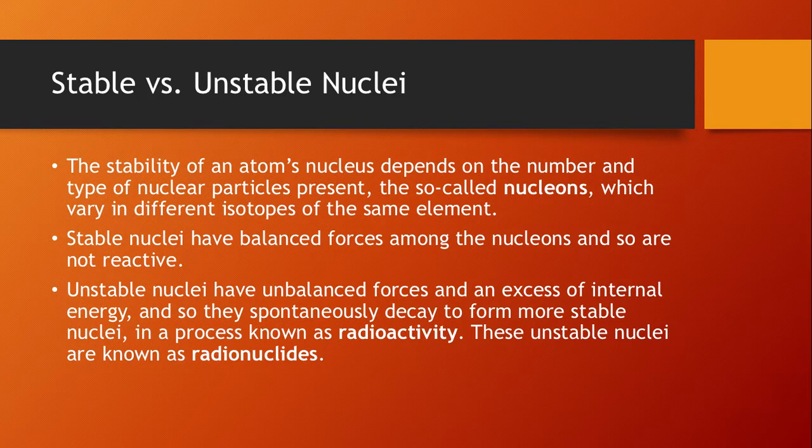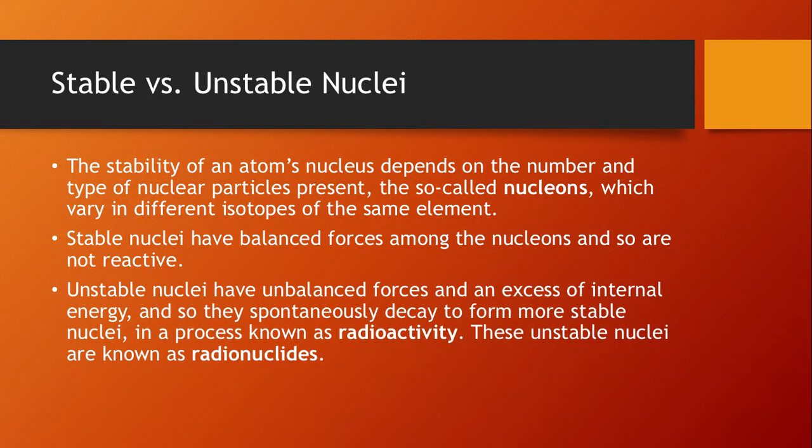The stability of an atom's nucleus depends on the number and type of nuclear particles present, the so-called nucleons, which vary in different isotopes of the same element. Stable nuclei have balanced forces among the nucleons and so are not radioactive. Unstable nuclei have unbalanced forces and an excess of internal energy, and so they spontaneously decay to form more stable nuclei in a process known as radioactivity. These unstable nuclei are known as radionuclides.